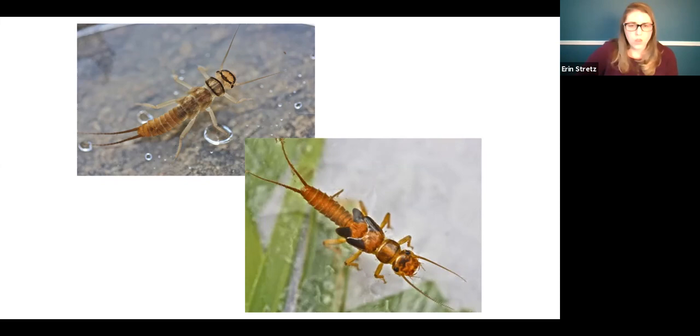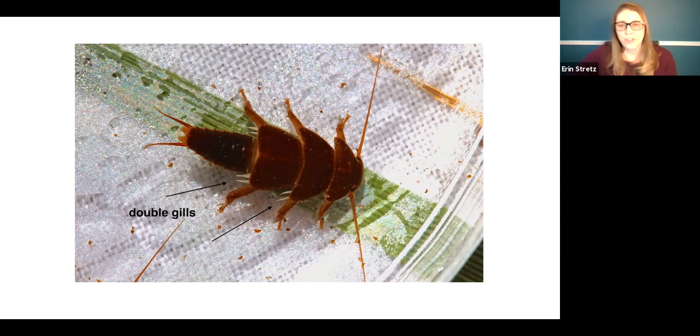There is one particular type of stonefly that looks different from everybody else. This is called the roach-like stonefly, for obvious reasons. It has the same structures that we're looking for though. So this is an example of how we don't want to look at just the body and get used to the same organisms that we find. We want to look for those structures.